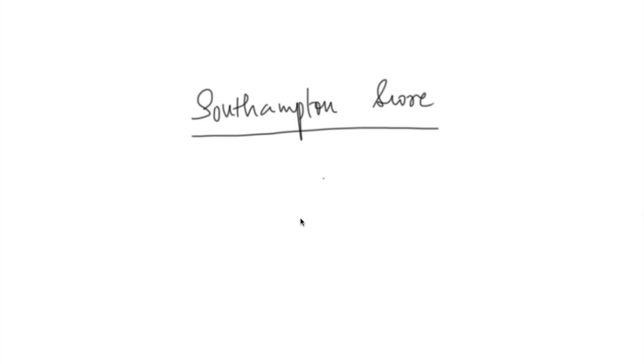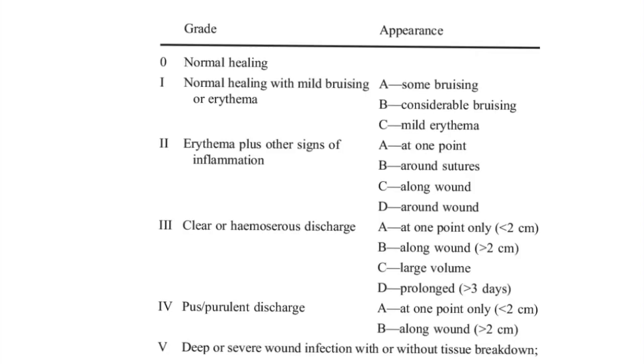In today's video session, we are going to revise and learn about the Southampton score. The Southampton score is given in Bailey and Love in the initial chapters. It is a score that is used to grade surgical wounds, right? I shall show the scoring system here. You can find this in the Bailey and Love textbook of surgery.